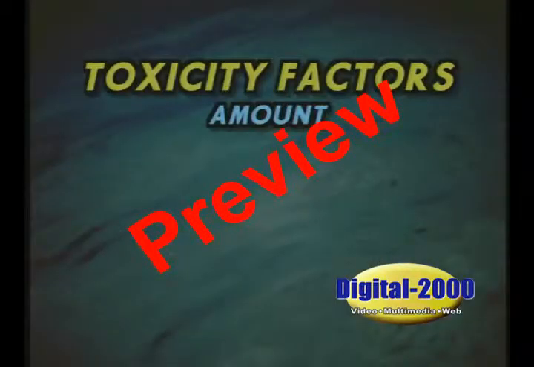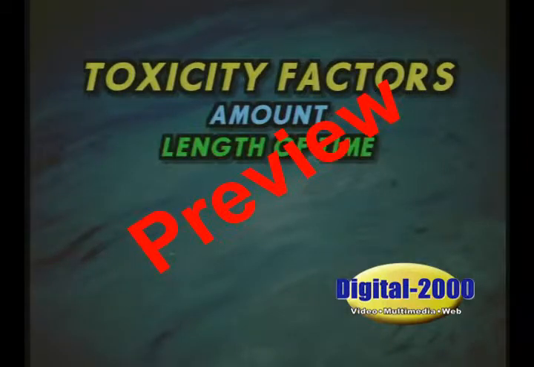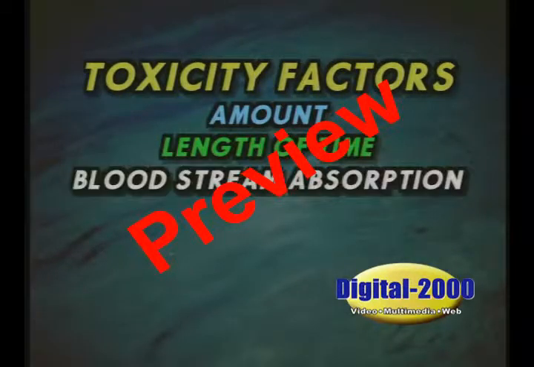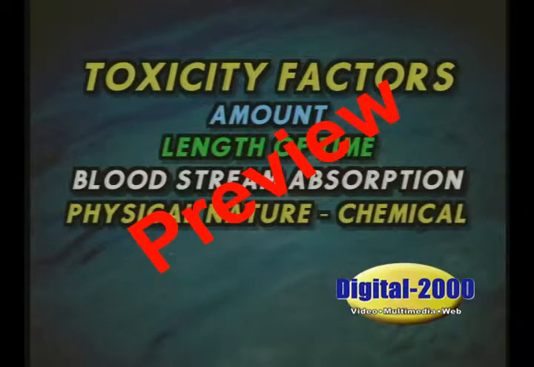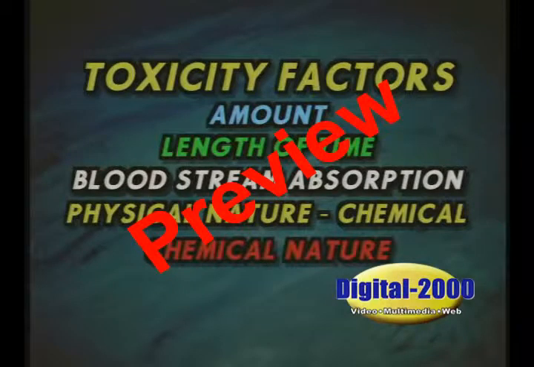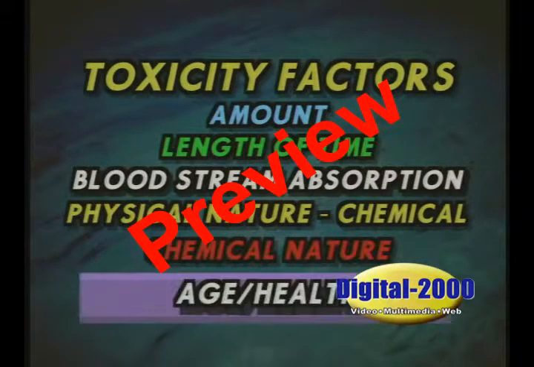Some of the factors that affect the toxicity of substances are the amount entering the body, length of time in the body, the rate of absorption into the bloodstream, the physical nature of the chemical or substance, and the chemical nature of the substance. The age and health of the individual exposed is also a consideration in the effect of the toxic chemical or substance.